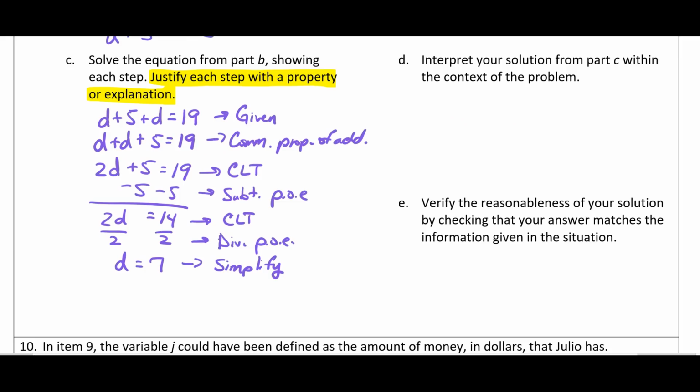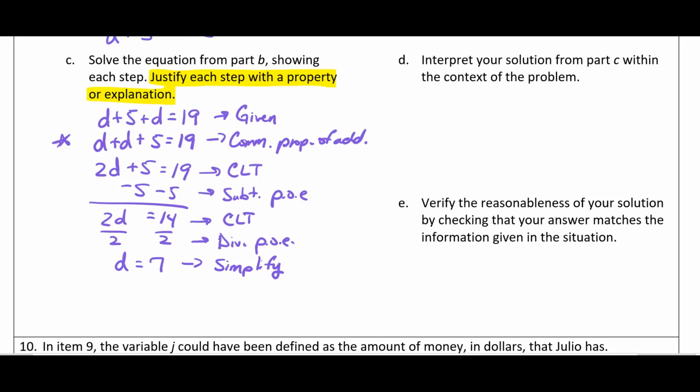Alright, so here's our steps. We have our given. Now, you may not have included the commutative property of addition, but in order to combine like terms, that's what you're doing. You got to put those terms together. So this is kind of an important step to include anytime they're told to justify when you're combining like terms. Get the terms back to back. Alright, then combine like terms, subtraction property of equality, combine like terms again because anytime you're adding or subtracting, that's combining like terms. Divide with the division property of equality, and then when you're dividing, it's going to be a simplification.